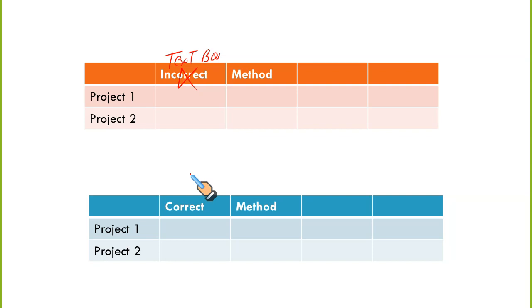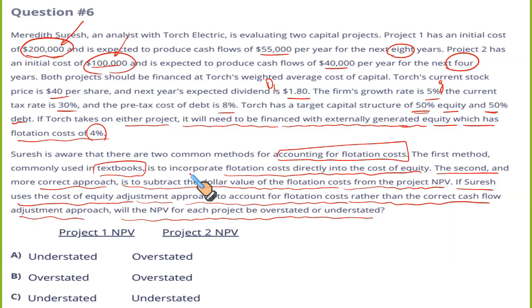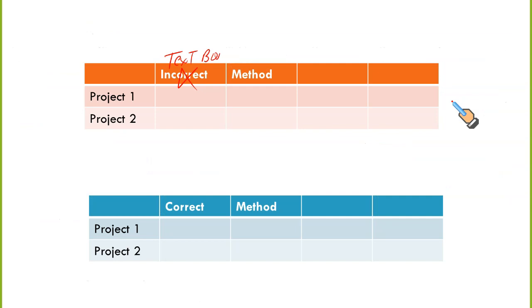Let's apply first the textbook approach. Under the textbook approach or the CMA approach, we will consider this flotation cost as a part of cost of common equity and cost of debt. Let us lay down the working. I'm sure you might have noted down the information, or you should note it down. We need the tax rate, the current market price, the next dividend, the growth rate, and the percentage proportion of debt and equity. That is 50-50. I think that's all. We'll come back if we need anything else.